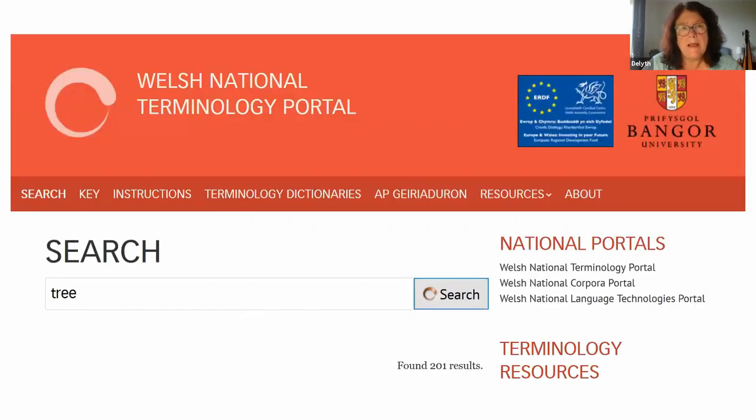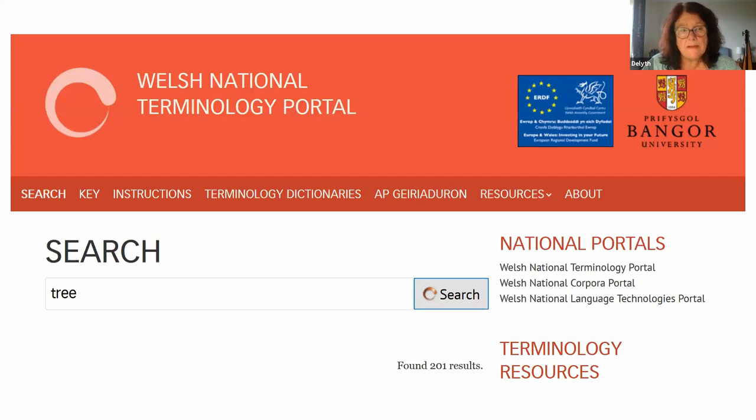Now, this is the published face. This is, in this case, the Welsh National Terminology Portal. It has over 20 of our dictionaries in it. Some of the dictionaries have their own website as well. So from MyST, you can publish to many different formats. We use it as well to manage some of the dictionary databases for dictionary apps and for offline formats as well. But this is the main portal that we use.